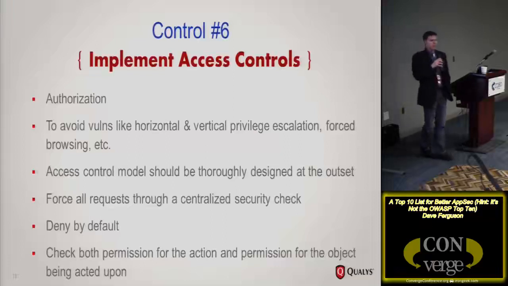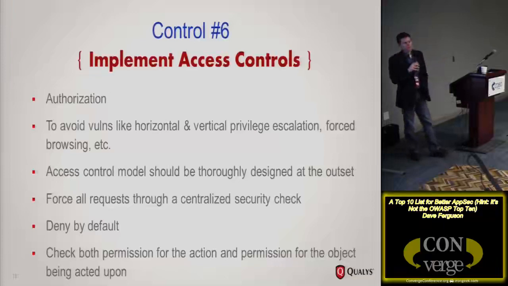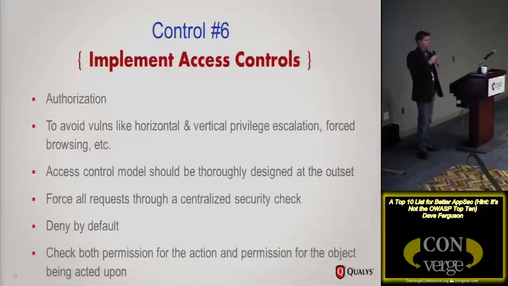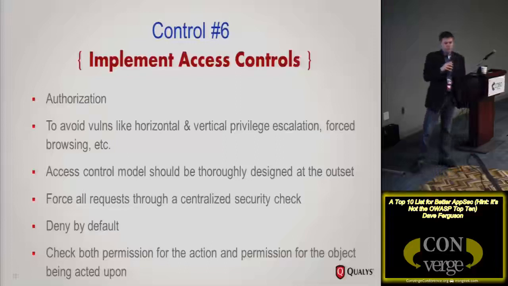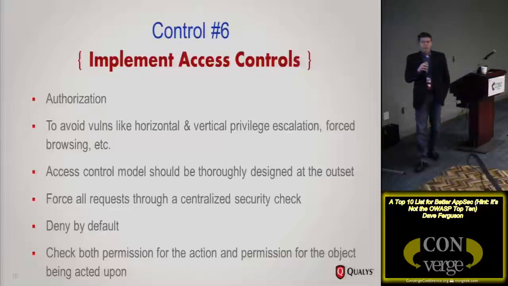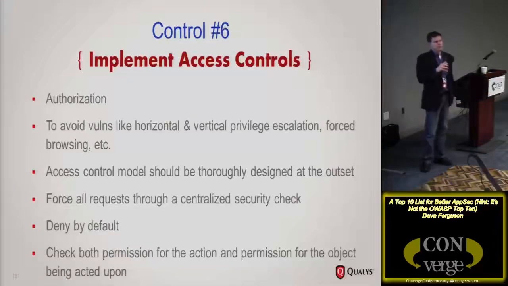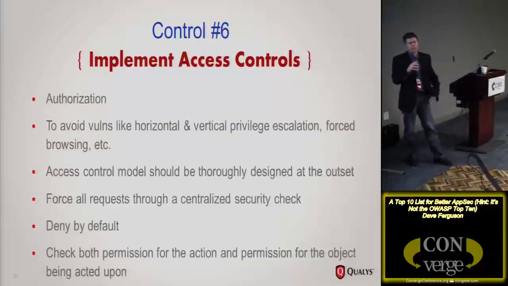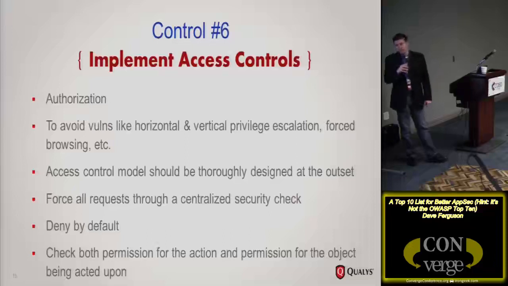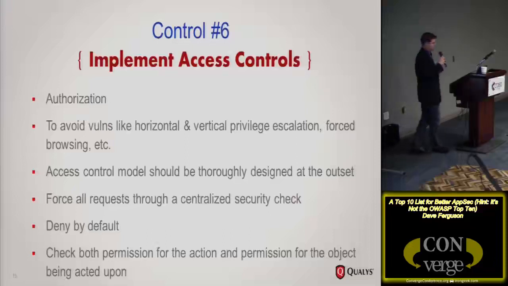So you need to have access controls to avoid things like horizontal and vertical privilege escalation, forced browsing attacks, things like that. So in the proactive controls document, which you can download on the website, they make it really clear that the design or the model of authorization and access control should really be designed at the outset of the project. It's really difficult to bolt on an authorization model after it's already been developed. It becomes spaghetti code often in that scenario.